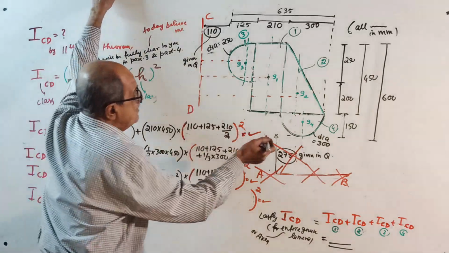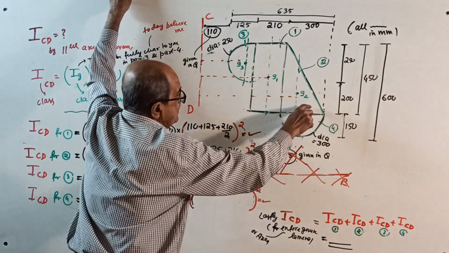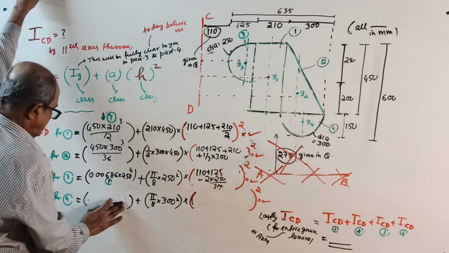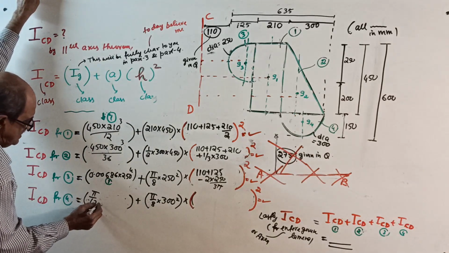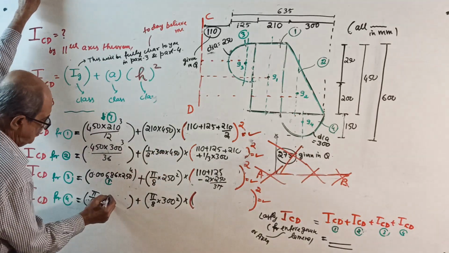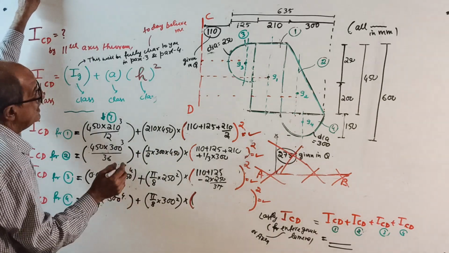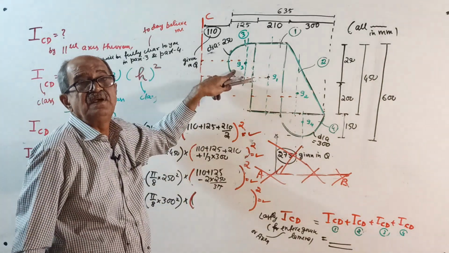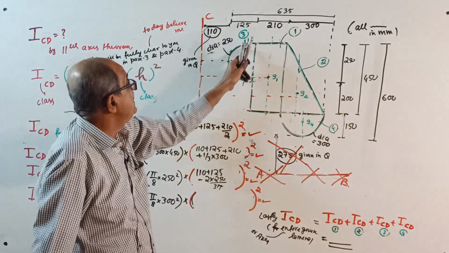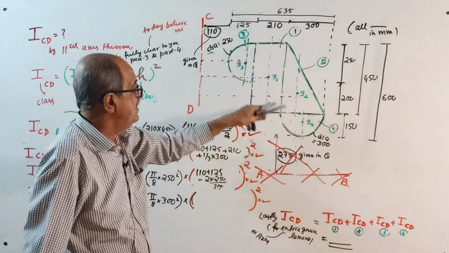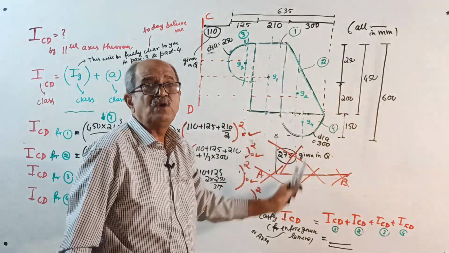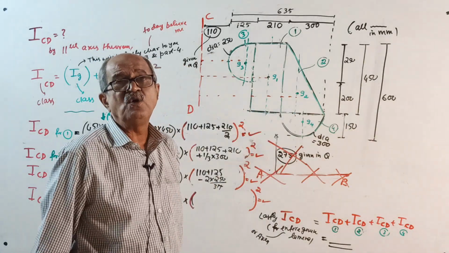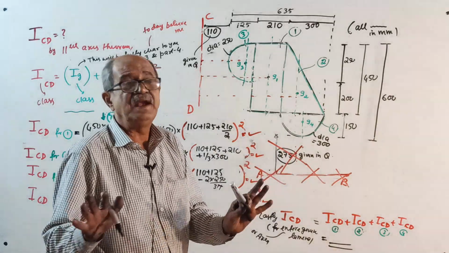Lastly, I about CD of the fourth one. Its own centroidal axis is here. For this centroidal axis, moment of inertia is pi by 128 into diameter power 4, 300 power 4. About the horizontal centroid, it is pi by 128. About the vertical centroid, it is 0.00686. But for this one, about the vertical centroid is pi by 128, whereas horizontal centroid is 0.00686, which will be clear in part 3 and 4.